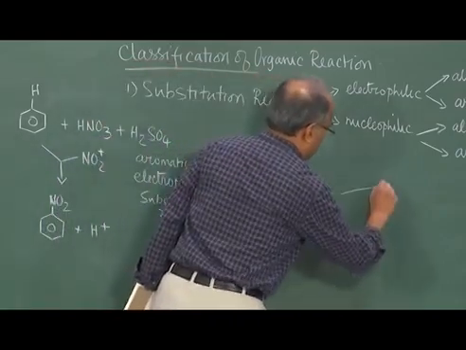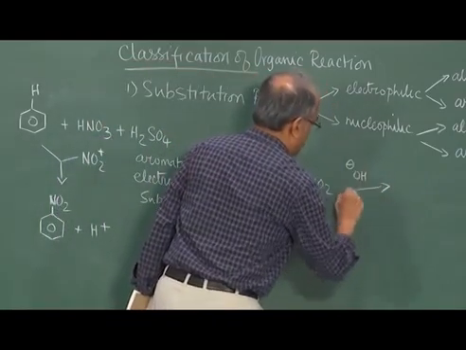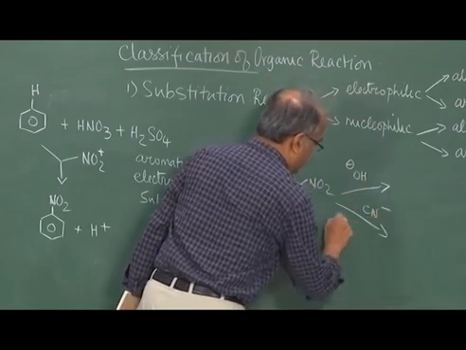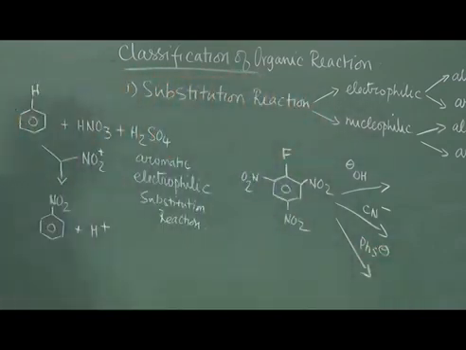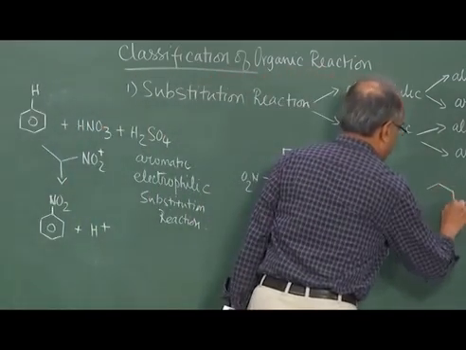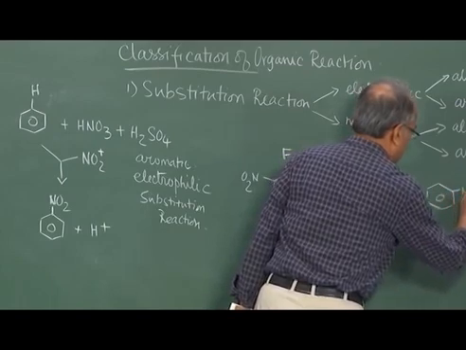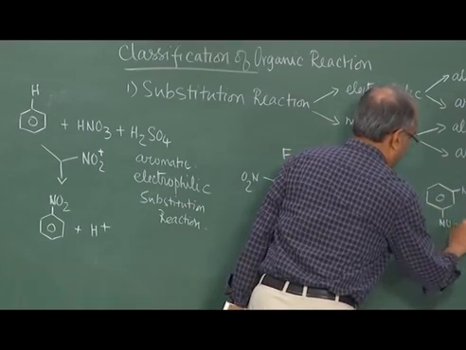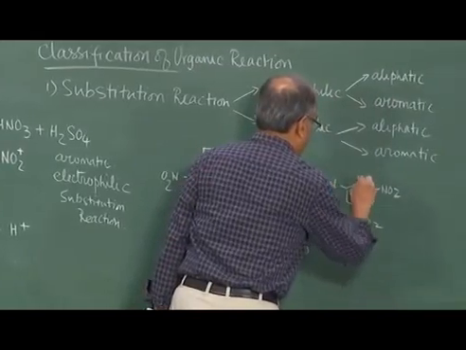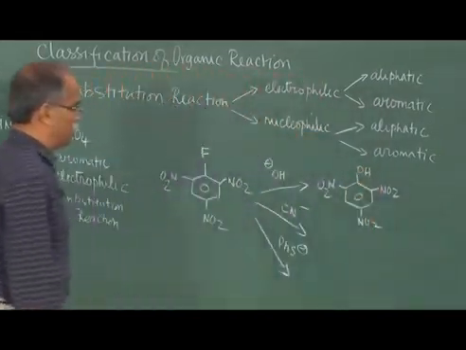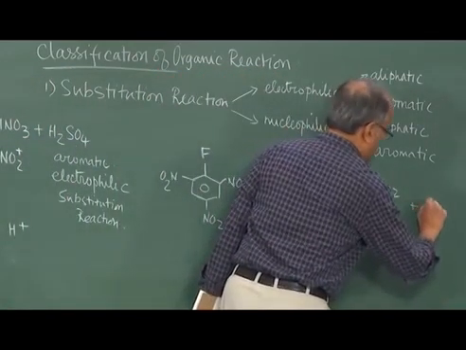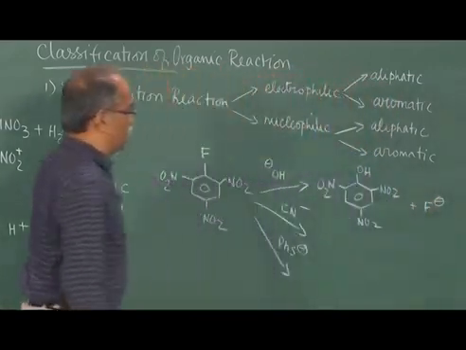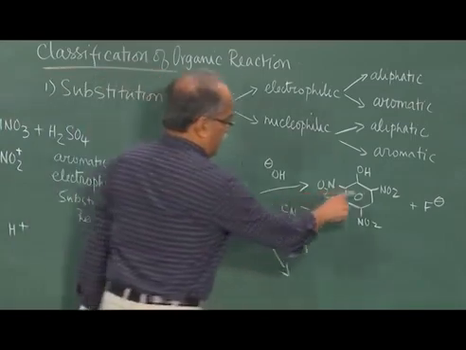So, if you treat this with, let us say, OH minus, CN minus, thiolate minus, for example, these are all nucleophiles. So, that constitutes essentially a nucleophilic substitution reaction. Because it is carried out on an aromatic ring, it would correspond to an aromatic nucleophilic substitution reaction. So, the fluoride ion is being replaced, substituted by the OH, and this molecule is what is known as picric acid.